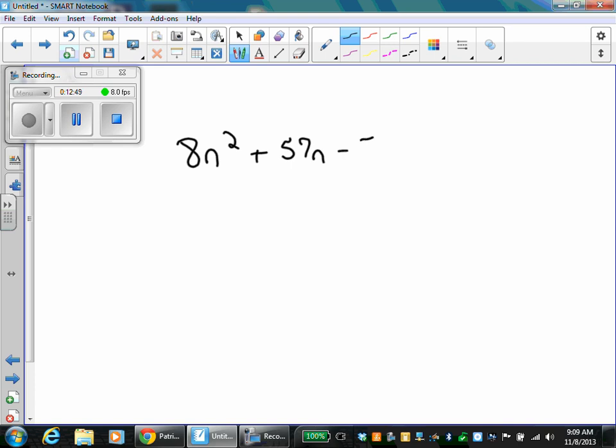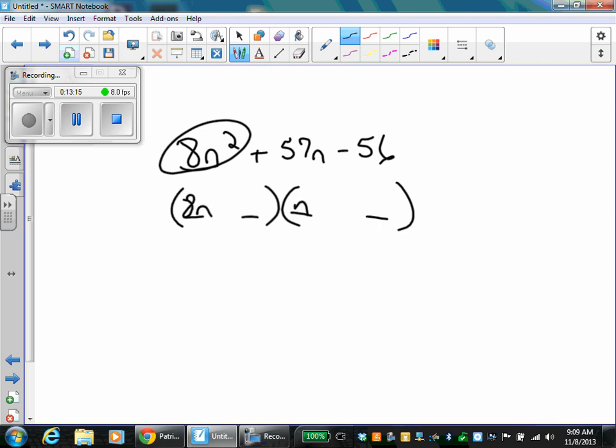57 in. All right. So first times first is 8n squared. You've got choices. You can do 4 and 2, or you can do 8 and 1. And so I'm guessing if you got stuck on it, you were trying to use 4 and 2 the whole time. Don't forget, though, you do have a choice of 8 and 1. Last times last is going to give you a negative 56, and because it's a negative, you need 1 positive, 1 negative. So you've got lots of choices.